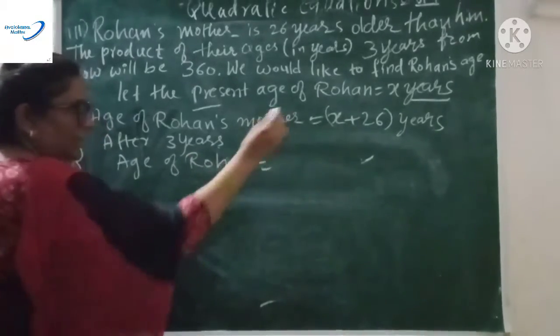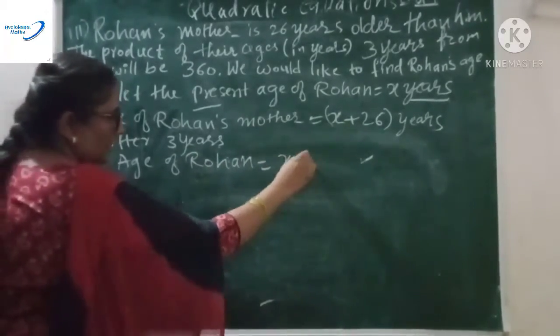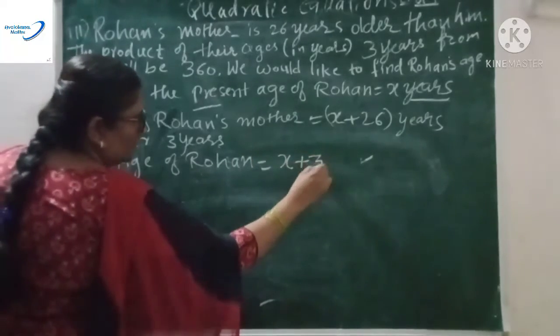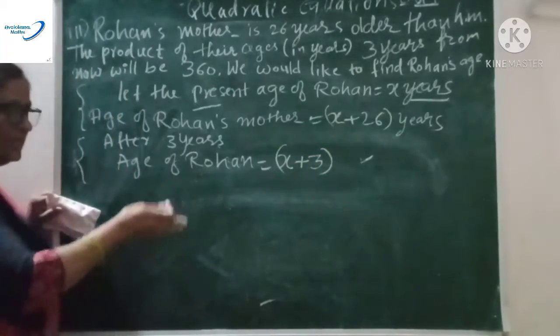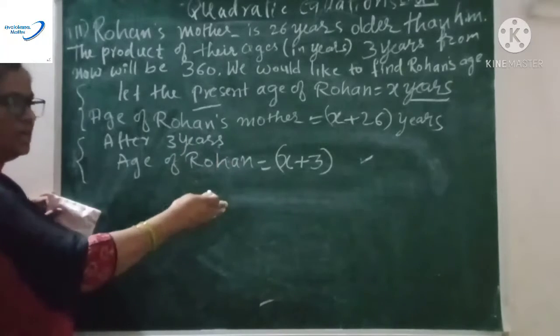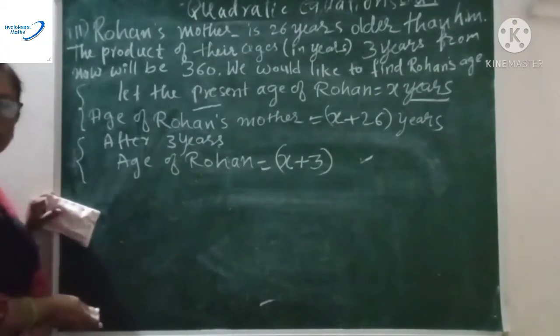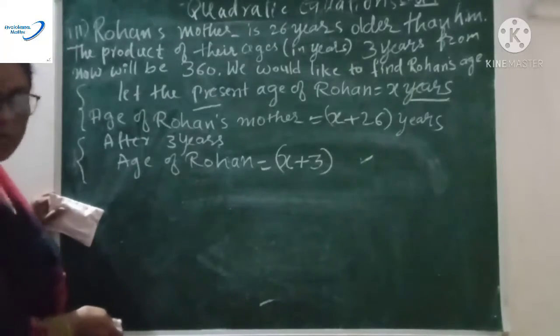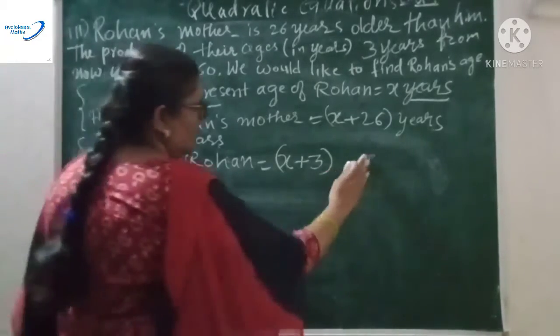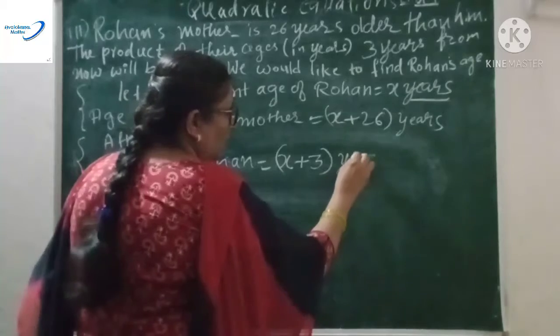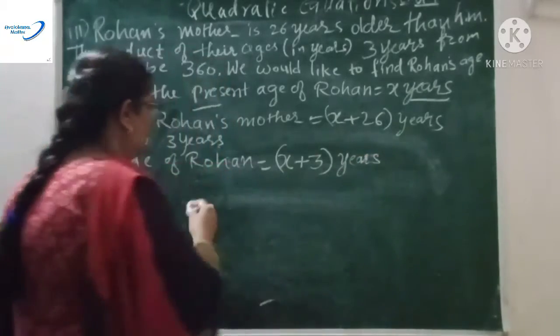Very simple. At present he is x years old. After 3 years he will be x plus 3 years. Suppose he is 12 years now, then after 3 years it is 12 plus 3, 15 years. Suppose he is now 16 years, so after 3 years he will be 16 plus 3, of course 19 years. The same way here he will be x plus 3 years.